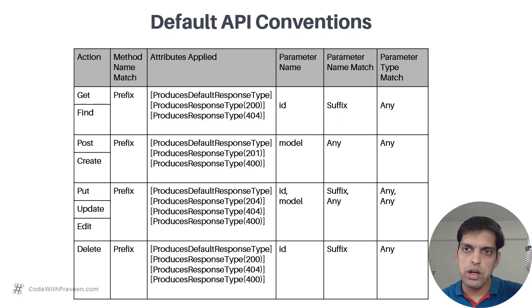And the third one is the parameter type. As you can see, almost all of them refer to any, so the type doesn't matter. That's good. There is one condition less that you need to worry about. So when you're going to use these API conventions, just concentrate on two things. One is the method name, and the second one is the parameter name and how you name it.